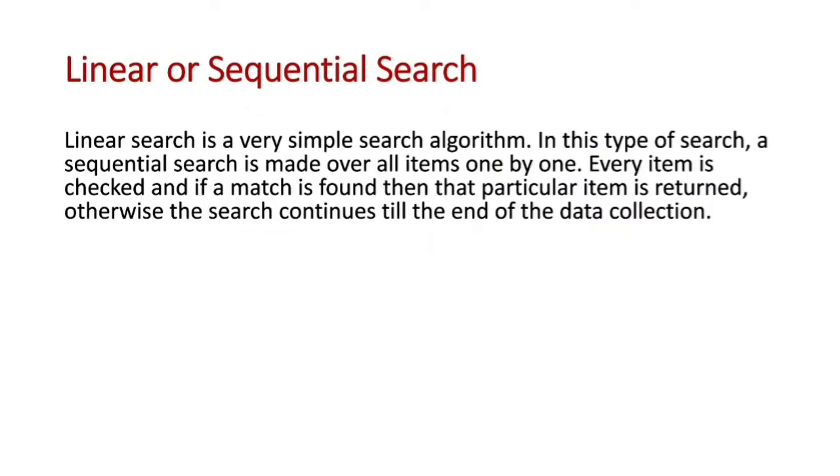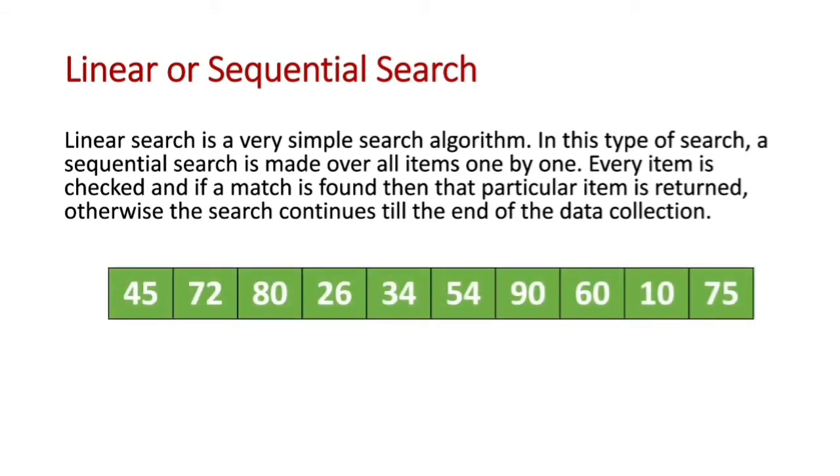Now, talking about linear or sequential search. Linear search is a very simple search algorithm. In this type of search, a sequential search is made over all items one by one. Every item is checked, and if a match is found, then that particular item is returned. Otherwise, the search continues till the end of the data collection. On your screen, there is an example. I have taken a list which has certain numbers. Make a key note that here the numbers are not sorted.